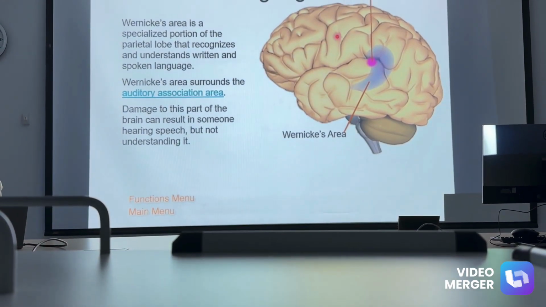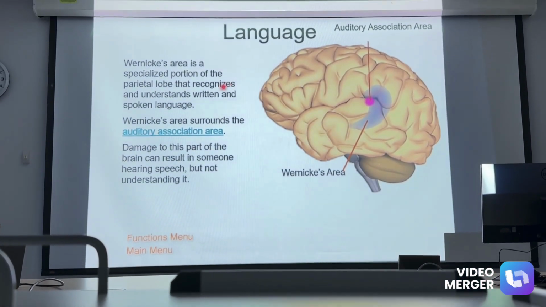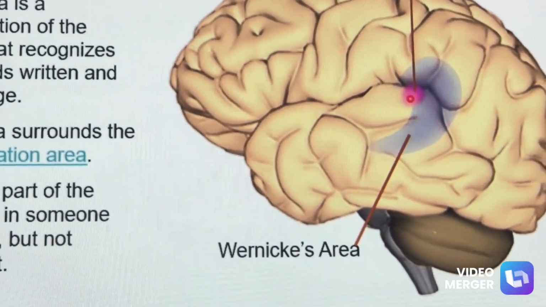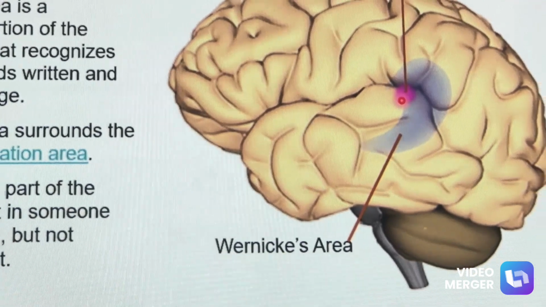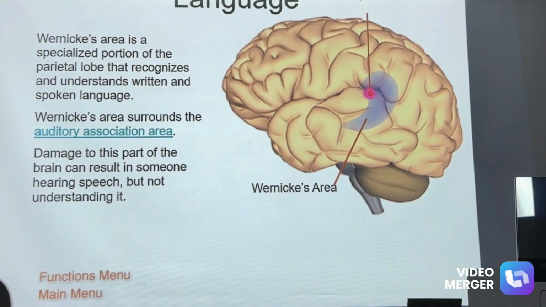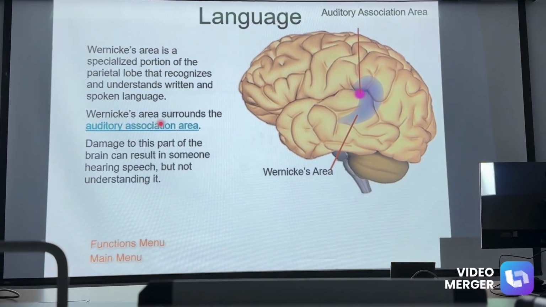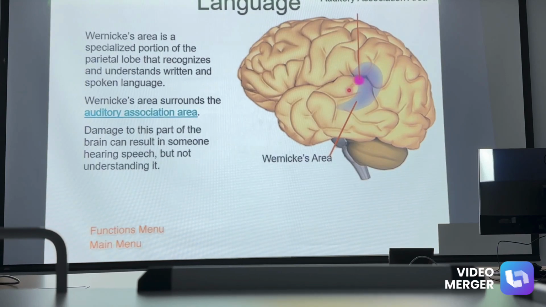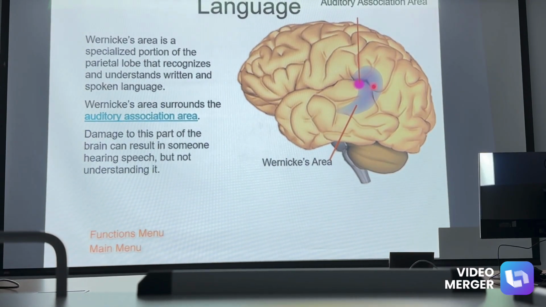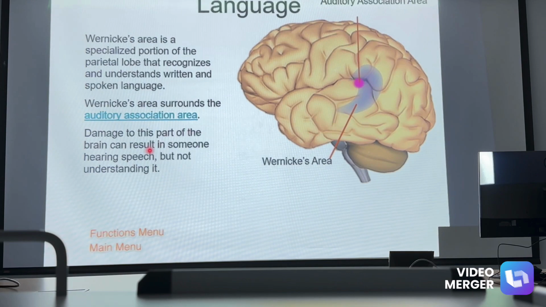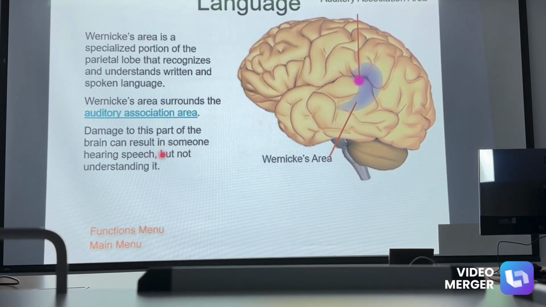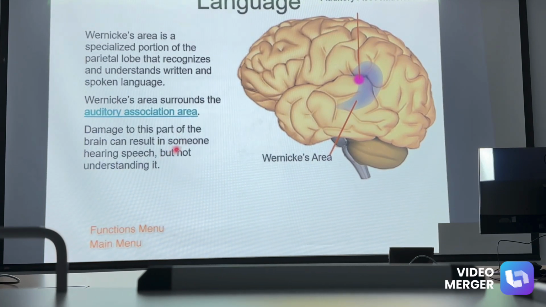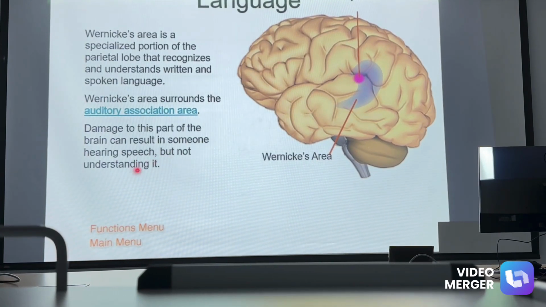Language, there are two parts here. Wernicke's area is the specialized portion of the parietal lobe that recognizes and understands written and spoken language. Wernicke's area surrounds the auditory association area. This is the auditory association area, and this is Wernicke's area which surrounds it. Damage to this part of the brain can result in hearing problems, where someone hears speech but does not understand it.